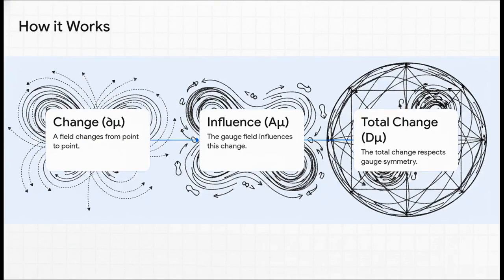So let's just quickly walk through how this rule works. The first bit, that delta mu, that just tells you how the scalar field would change all on its own, just moving from one spot to the next. But then, the second part, the part with the A mu, that adds in the influence of the force. And when you put them together in this very specific way, it makes sure the laws of physics look the same no matter how you measure them. It's a deep principle that physicists call gauge symmetry, and it's absolutely crucial.